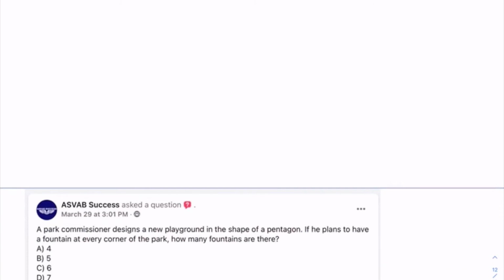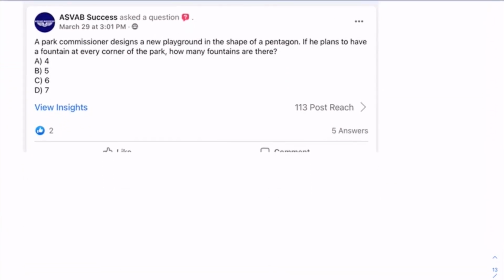We have one more. So, new question is, a park commissioner designs a new playground in the shape of a pentagon. If he plans to have a fountain at every corner of the park, how many fountains are there? Okay, so if it's the shape of a pentagon, how many corners does a pentagon have? Well, a pentagon has 5 sides and 5 corners. And if there's a fountain at each corner, that means there are 5 fountains, okay? So that one was pretty easy, you just had to know what a pentagon is.